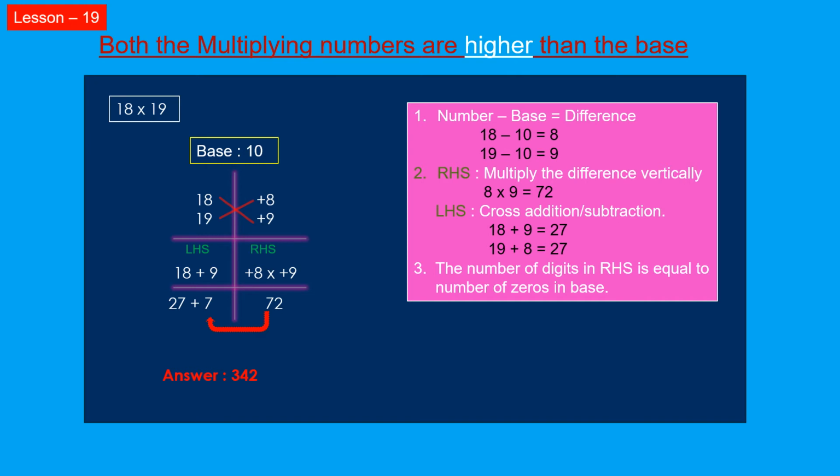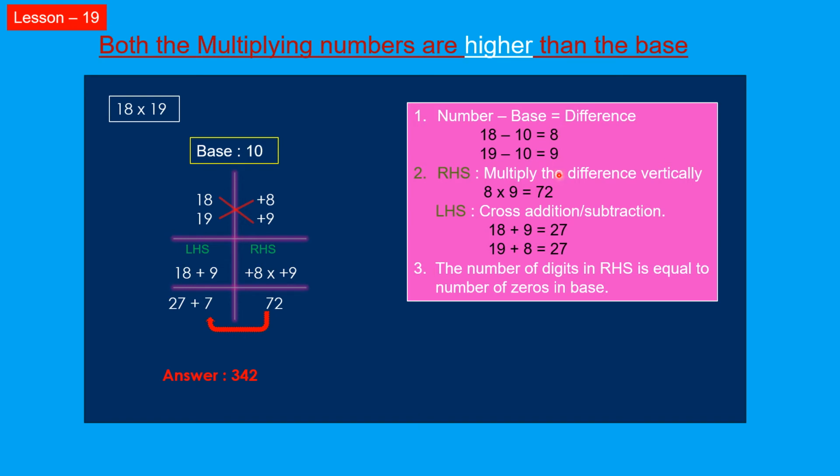Another example, 18 times 19. The first step, you identify the base. So 18 and 19 are close to the base 10. So we will consider our base 10, and both these numbers are higher than the base 10. So first step, you do number minus base equals difference. So your number is 18 and your base is 10. 18 minus 10 is 8 and 19 minus 10 is 9.